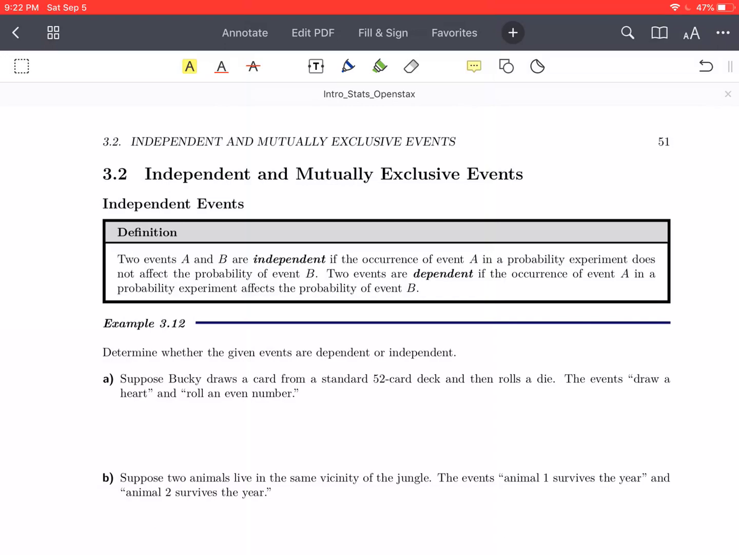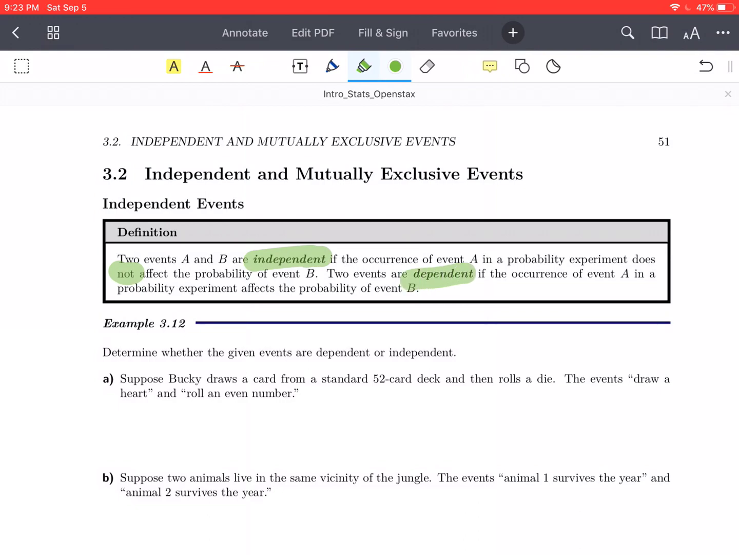Alright, we are back in section 3.2 talking about independent and mutually exclusive events. We talked about these a little bit in 3.1, but now we're going to hit it home a bit here. Two events A and B are independent if the occurrence of event A in a probability experiment does not affect the probability of event B. So they're independent if the probability of one occurring does not affect the probability that the other will occur.